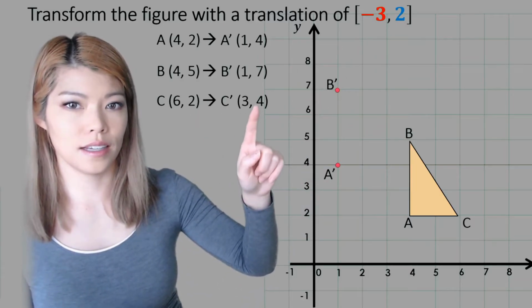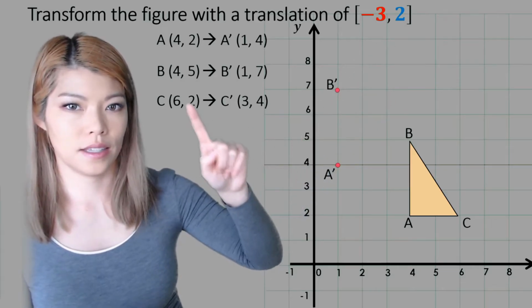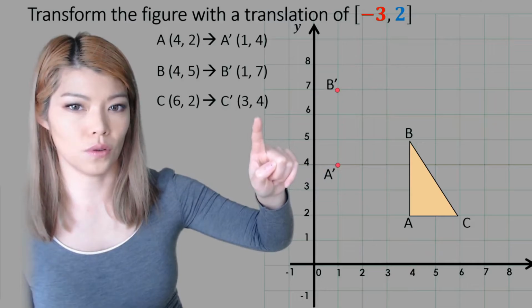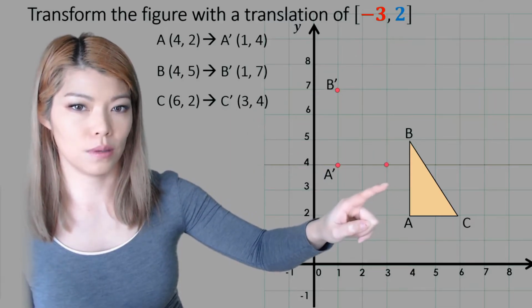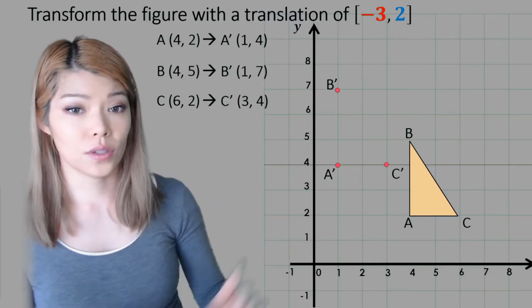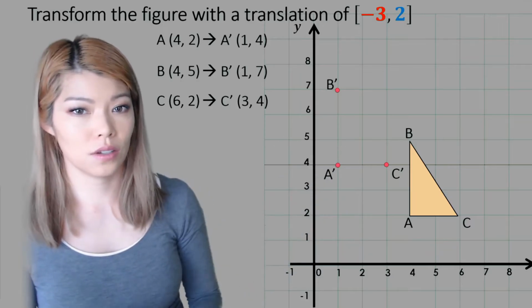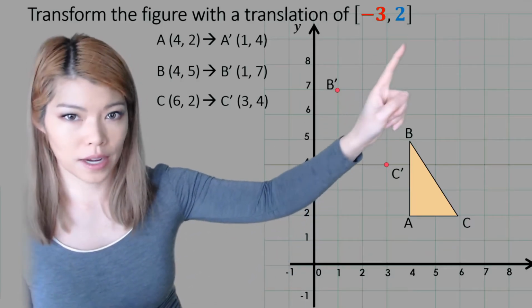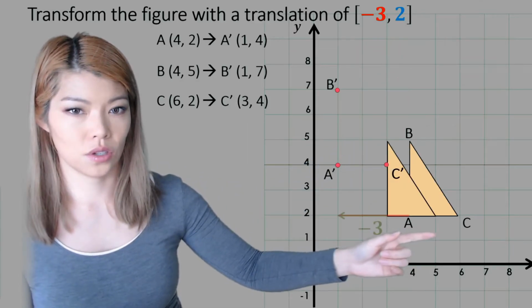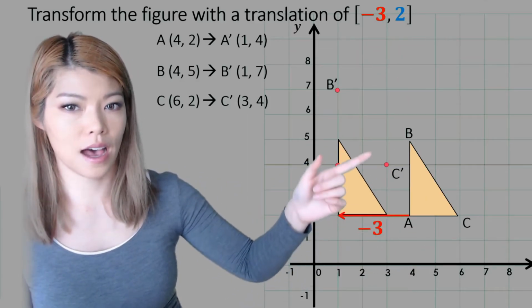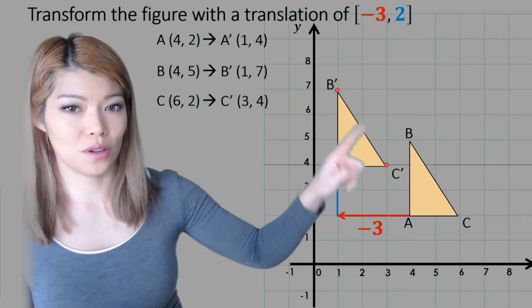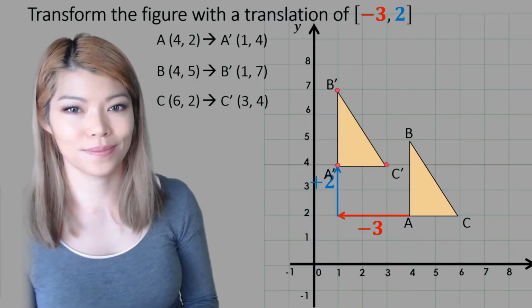And lastly, C, do the same thing. 6 plus -3 is 3. 2 plus 2 is 4. Again, label it with C dash. It's really important that you label so that you don't muck up anything. And double check, did we move to the left 3 and up 2? Let's have a look. So to the left 3, up 2. Fantastic. And make sure you draw the new triangle as well when you finish.